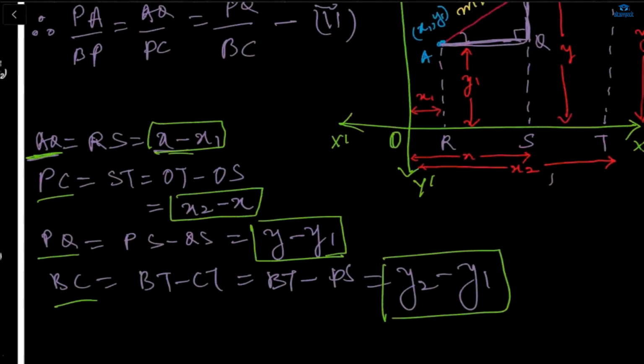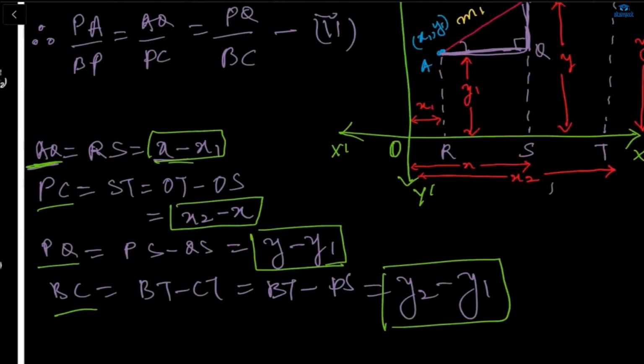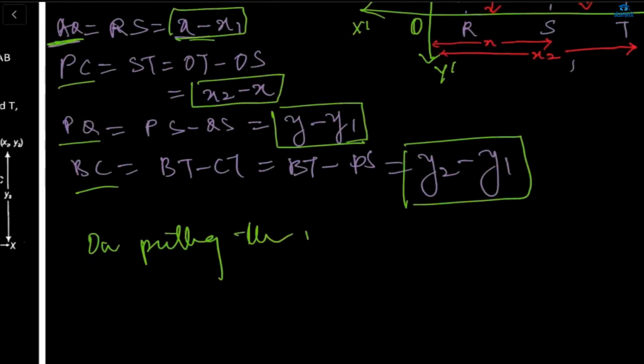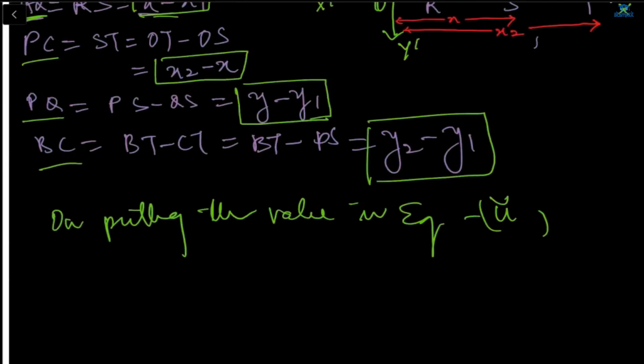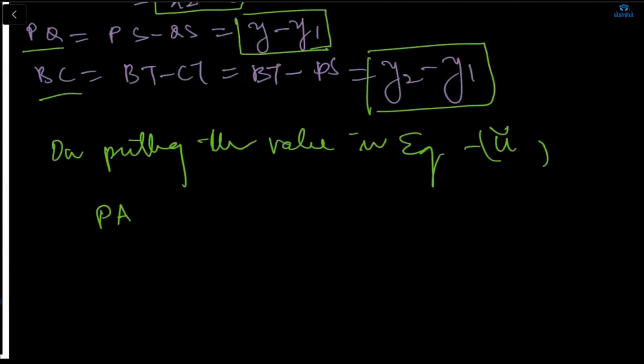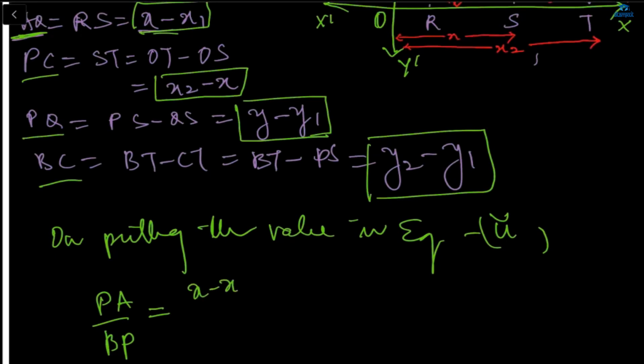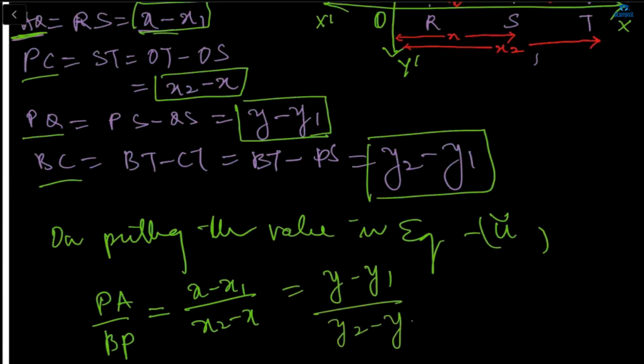See, we have got the values of AQ, PC, PQ, BC, all these four things. Now let us put the values in equation second. PA upon BP will be equal to X minus X1 upon X2 minus X, which will be equal to Y minus Y1 upon Y2 minus Y1. Understood?